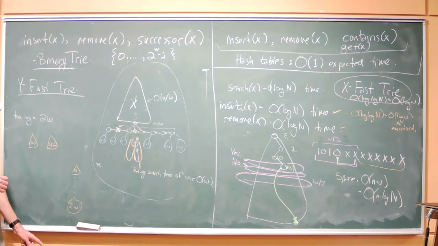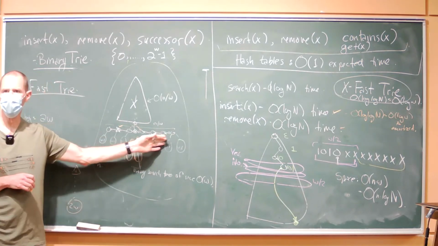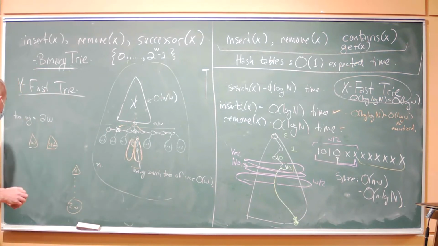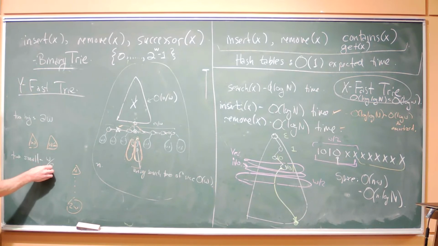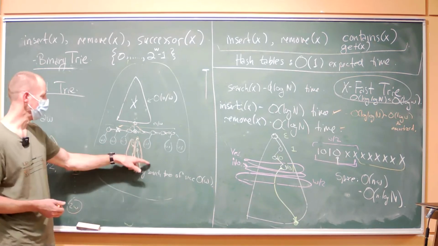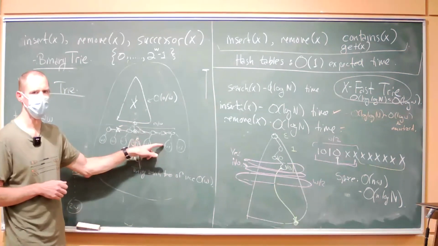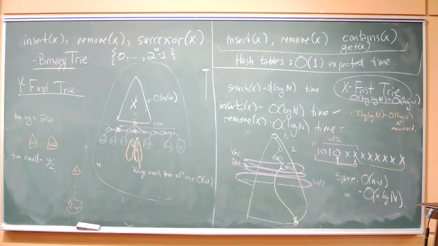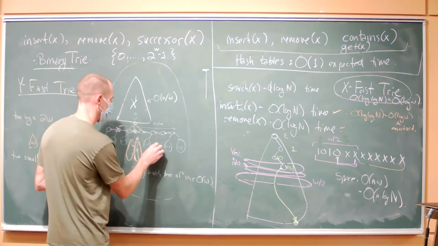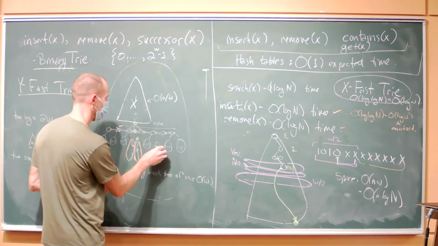The other issue is that these things can start to get really emptied out, and in particular, they can start to get too small. I'll just define too small as W divided by 2. So if there's less than W over 2 things in here, then I'll say it's too small. What should I do if something gets too small? So it's only got W over 2 things in it.